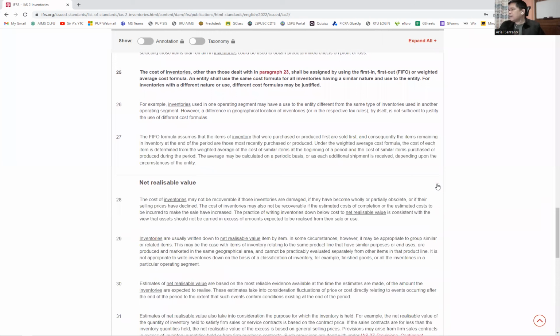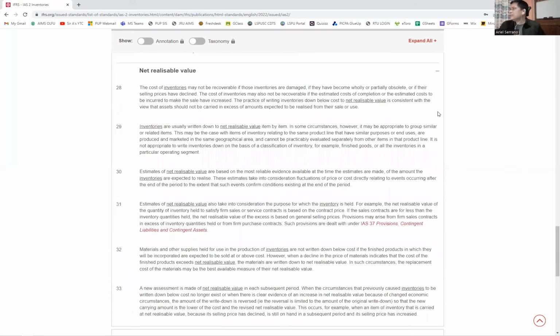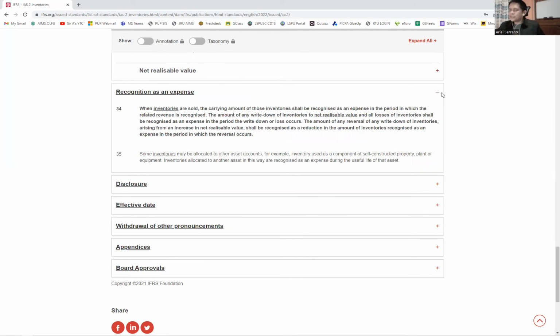Now, for this NRV, I'd like you to read on this. We will not tackle this in details for today. Enough na important na siya ngayon, because this is just an overview that we na-introduce or na-define natin what is a net realizable value. Ang remaining na i-discuss po natin is this recognition as an expense.